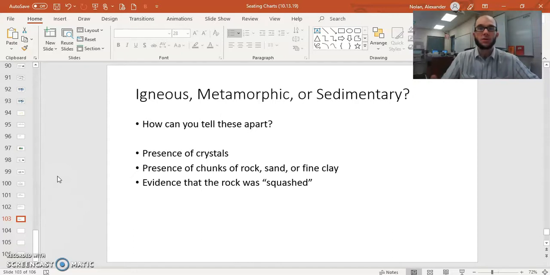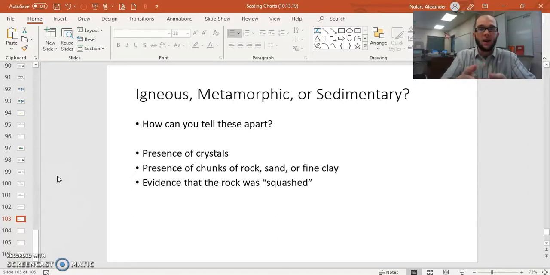So probably the most important question you want to ask is, can I find crystals? If you can see crystals, you know that it is not sedimentary. Only igneous and metamorphic rocks generally have crystals. There are some weird situations in which maybe sedimentary rocks have crystals, but igneous and metamorphic are the only ones that we can reliably say are going to have crystals. If you find sediment, which means chunks of rock, sand, or even really fine clay, that means we're talking about sedimentary rocks. They're deposited usually by water.